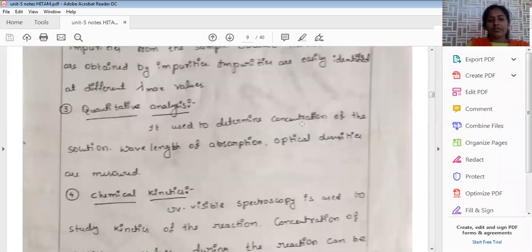Next is quantitative analysis. If the given compound is unknown and its concentration is unknown, we can identify the concentration using quantitative analysis. It is possible to determine the concentration, especially using Beer-Lambert's law for the determination of concentration of the given solution. That's why UV visible spectroscopy is also important for the determination of concentration, which comes under quantitative analysis. We are measuring its quantity in terms of its concentration. That's why it is called quantitative analysis.